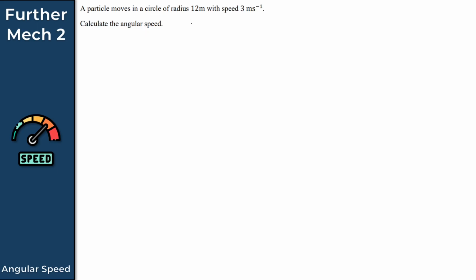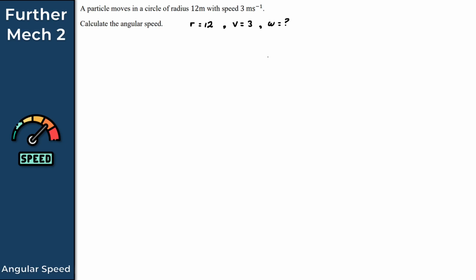So what do we know here? What we know is that r is equal to 12. So the radius here is 12 meters. We also know the speed, so v here is equal to 3. The only thing that we don't know is the angular speed. Don't forget that we use the Greek letter omega to represent the angular speed. We don't know this, and that's what we want to find.